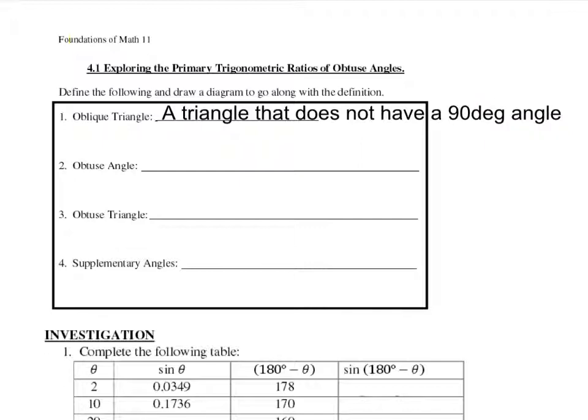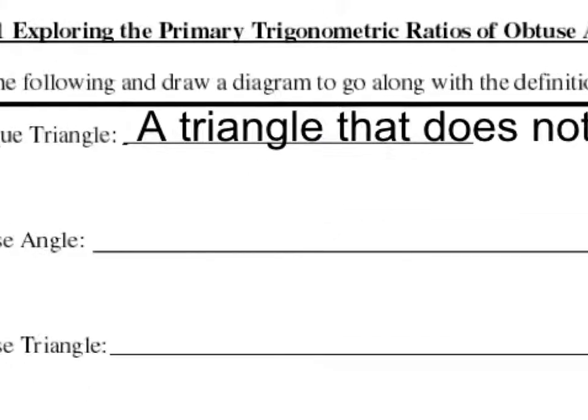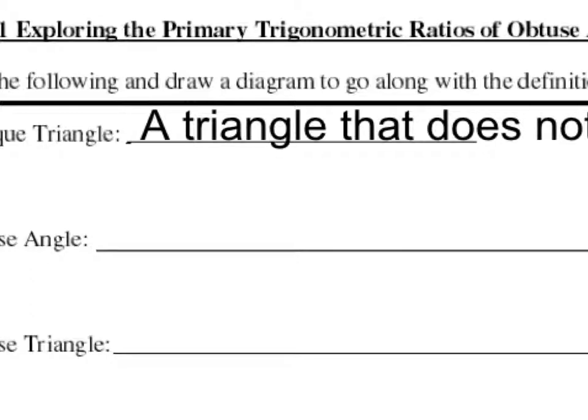So if we were to draw a diagram for this, let me just zoom in a little bit here. Okay, we would just draw a triangle and there would be no 90-degree angle within. So there's our triangle. This could be maybe 40. The one over here could be 60 or 65. And that would make this angle up here 85 degrees. So there we go, there's an oblique triangle.